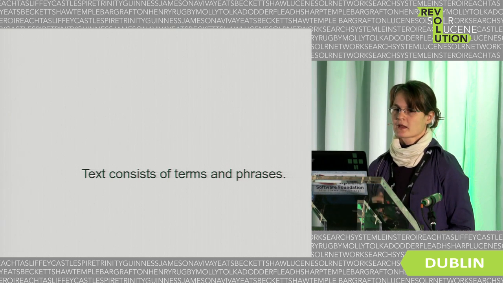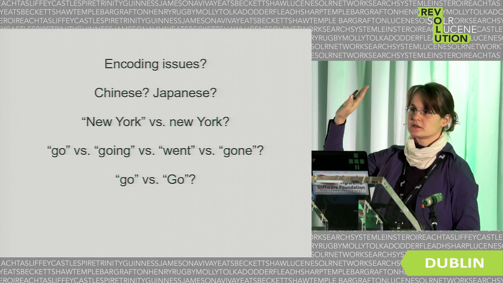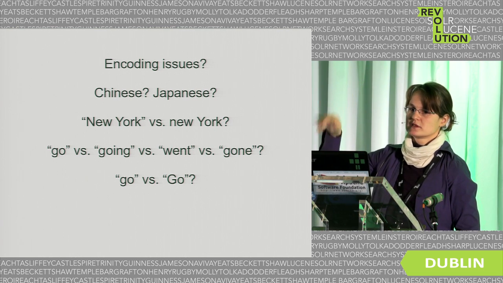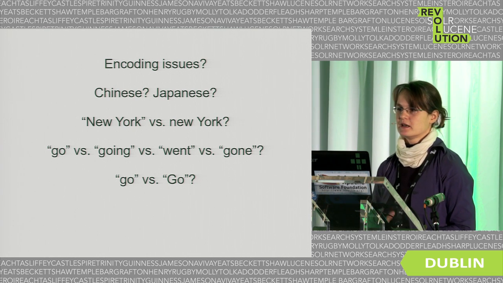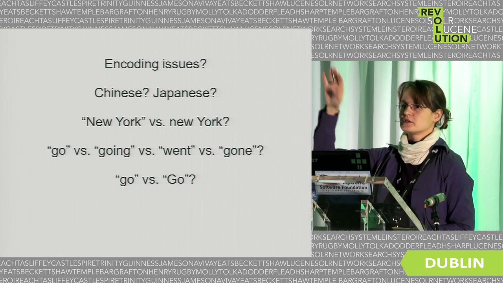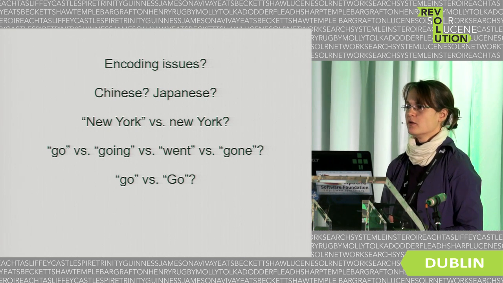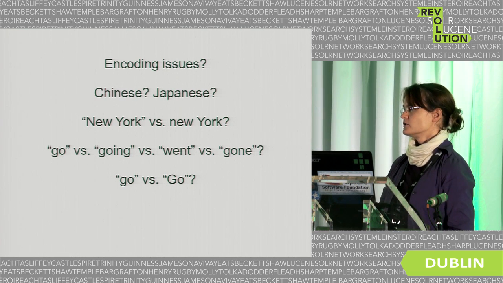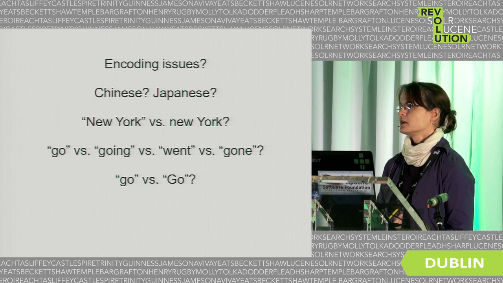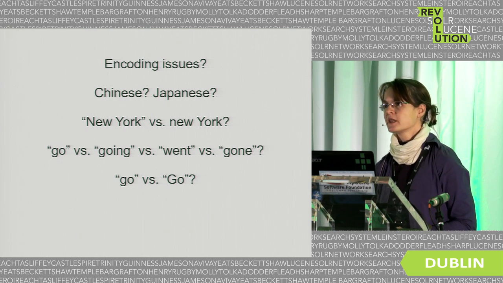and then we have our document represented. Anyone have in the past dealt with encoding issues? Anyone with Chinese, Japanese languages, with the problem of New York versus New York as a city? Anything with Go the verb as opposed to Go the game? You really don't want to go for reinventing the wheel here. You don't want to go and write yet another whitespace tokenizer.